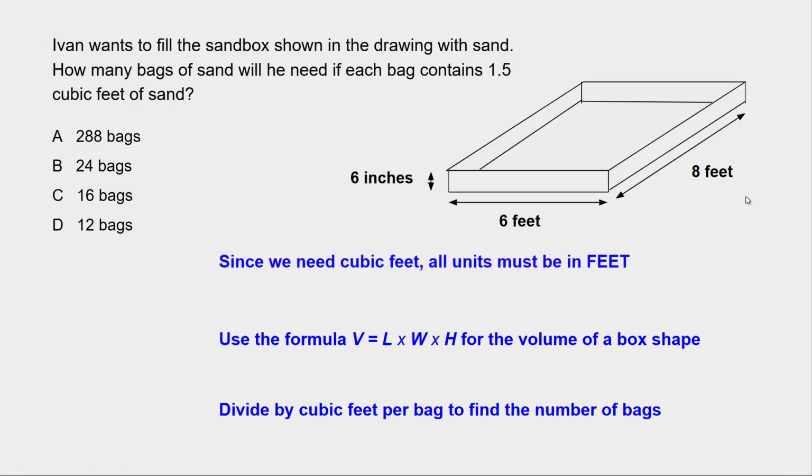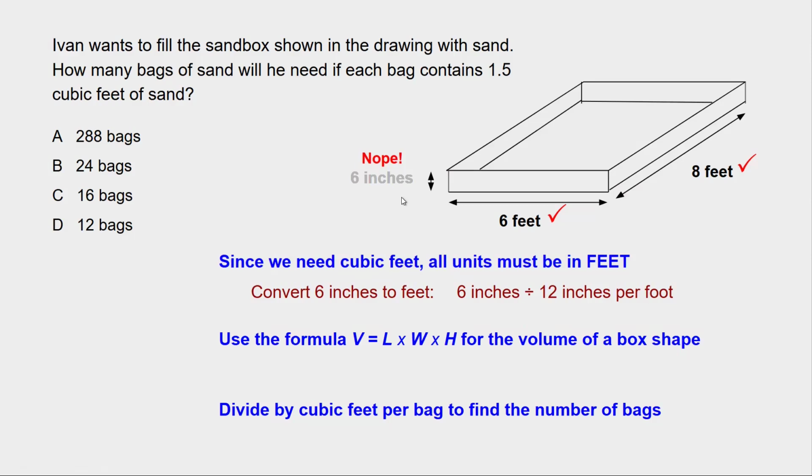We look at our dimensions, and over here we have 8 feet. That's good. We want everything to be in feet. Then we have 6 feet, and then we have 6 inches. That's not going to work. So we need to convert 6 inches to a number of feet. The way we do that is we divide by 12. Since inches are smaller than feet, we will have a smaller number of feet, and that involves dividing.